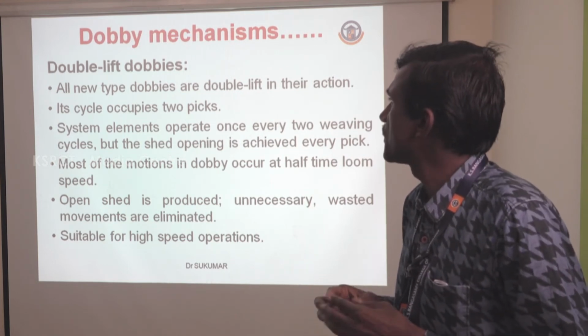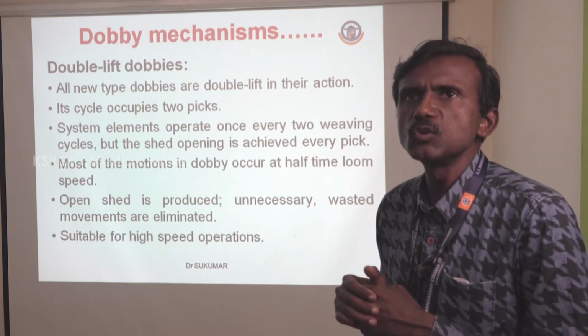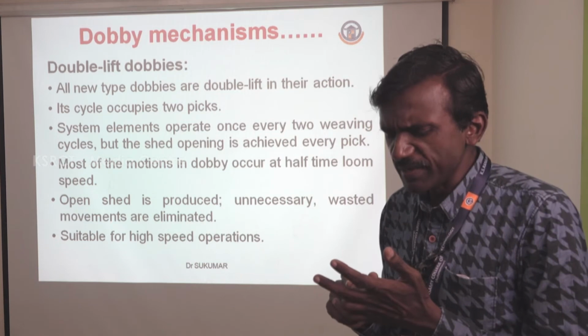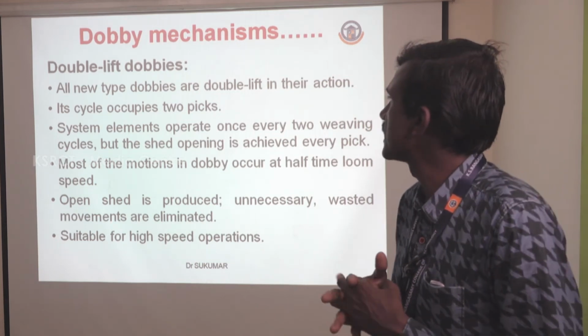Its cycle occupies about 2 picks. One cycle of rotation occupies about 2 picks. That is one shedding, one picking and one beat-up. Again one shedding, one picking and one beat-up. That is 2 cycles of operations.